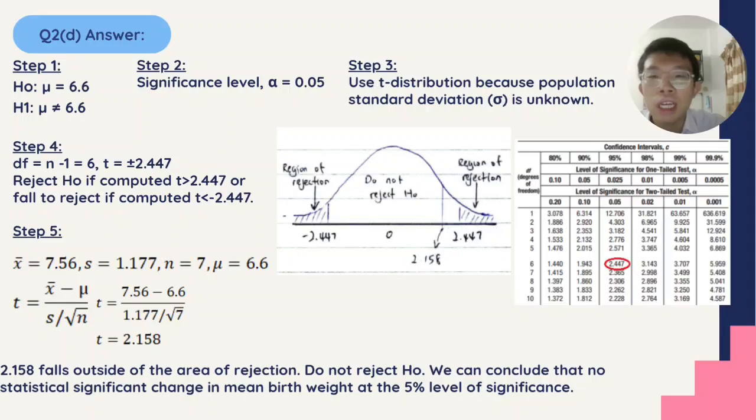So we know df is 6 and we get t value of plus minus 2.447 from the t table. So reject H0 if computed t is greater than 2.447 or smaller than negative 2.447, otherwise fail to reject. And step 5, we compute the value of t and make a decision. So we find that t is 2.158. Based on the bell-shaped graph, we know that 2.158 is in the region of non-rejection. So we make a decision: 2.158 falls outside of the area of rejection, so do not reject the null hypothesis H0. So we conclude that there is no statistically significant change in mean weight at the 5% level of significance.